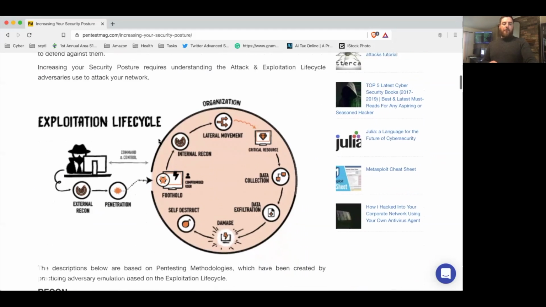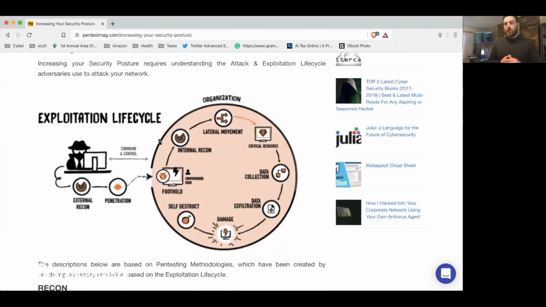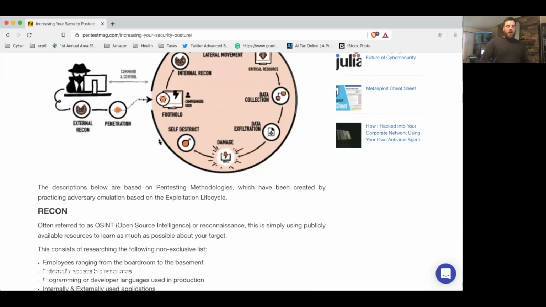The first step that I always like to encourage people to do within the process of identifying and scoping, as well as increasing your security posture, is understanding what you have, what adversaries are looking for, and how they're going to obtain that. I like to call this the exploitation lifecycle. What is an attack lifecycle that an adversary might use to gain access to your infrastructure? So we move down from here.